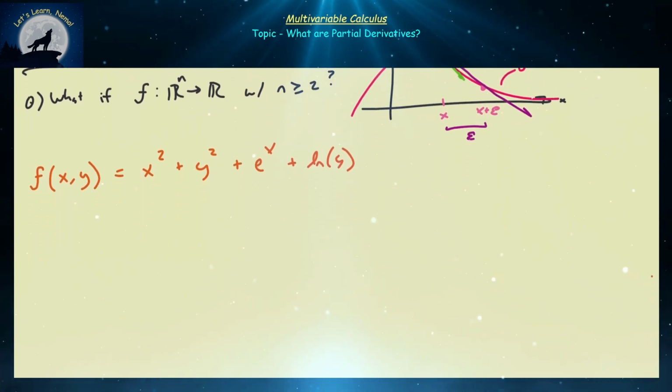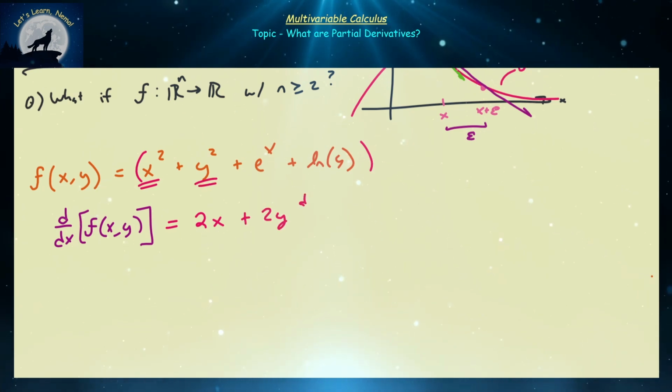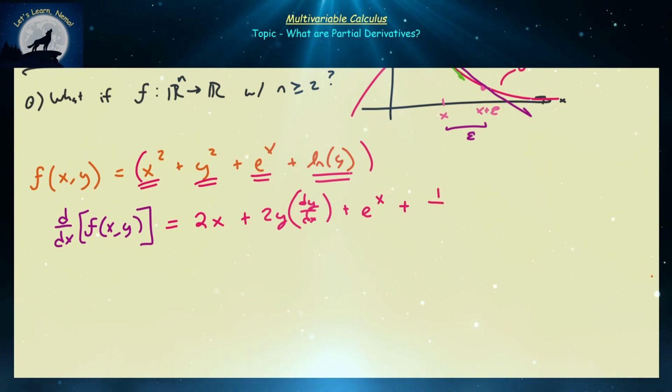Let's assume somebody asks you, what is the derivative of f(x,y) with respect to x? And let's assume we're not introducing any new mechanisms. So what are we going to do? We can take derivatives of other functions with respect to x by implicit differentiation. The derivative of x squared with respect to x is just going to be 2x. The derivative of y squared will be 2y times the differential of y divided by the differential of x. The derivative of e to the x will be e to the x. And the derivative of natural log of y will be 1 over y times the differential of y divided by the differential of x. And that is df dx.